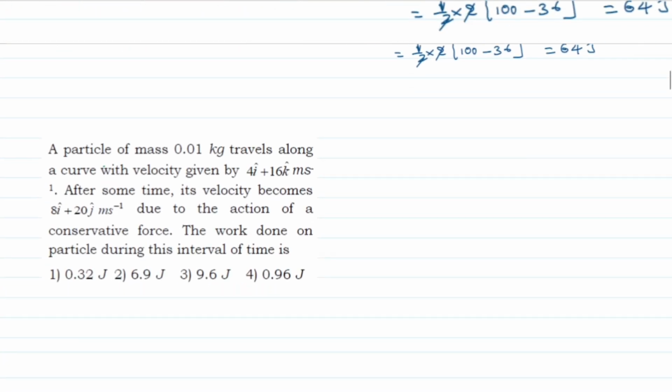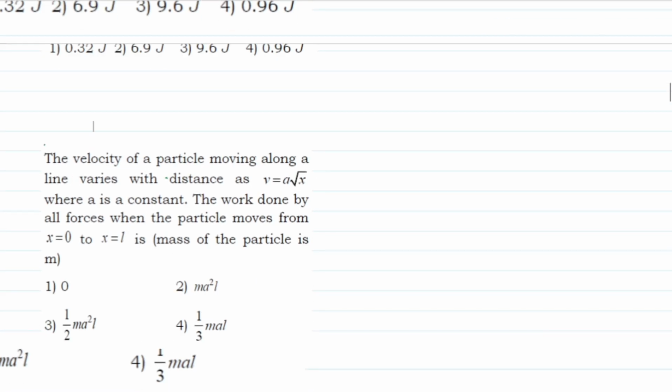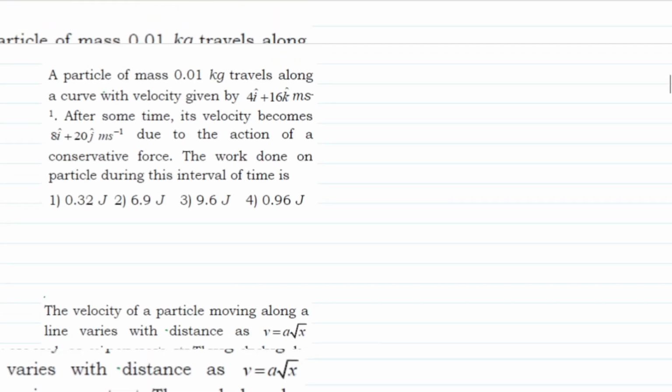A particle of mass 0.01 kg travels along the curve with a velocity of 4i plus 16k meter per second. Now after some time its velocity becomes 8i plus 20j meter per second. Means the particle is moving in a 3-dimensional plane, students.